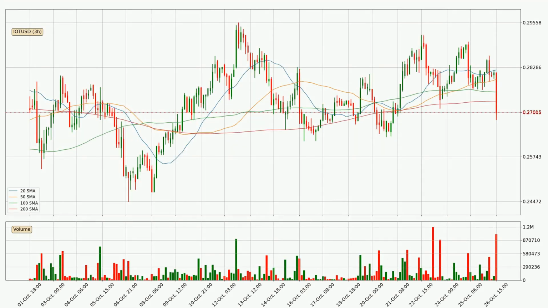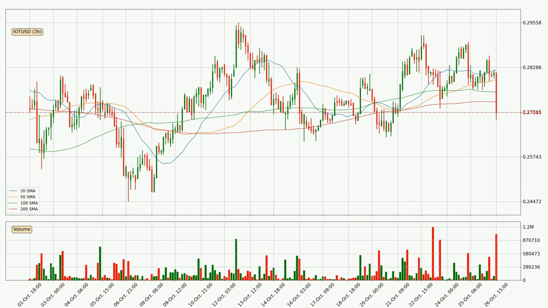Looking at the 3-hourly simple moving averages, the current price is below all simple moving averages for this time interval, which looks bearish, and it is to watch if the closest SMA, the 200 SMA, will play as resistance or the price will break it to the upside above the current price of around 27.3 cents.